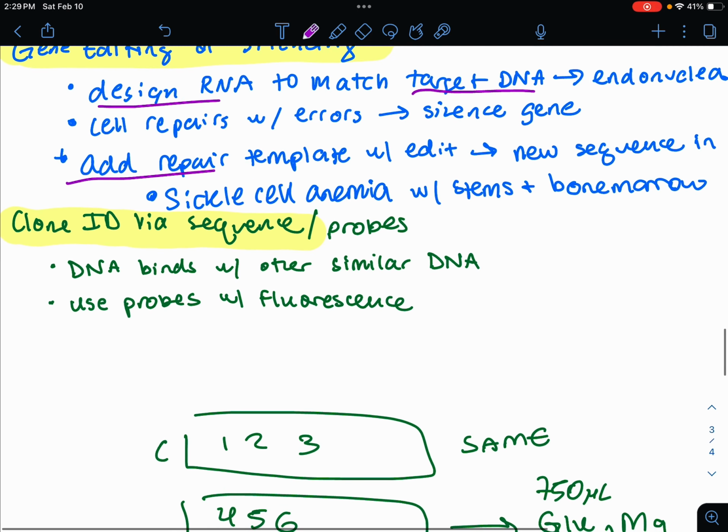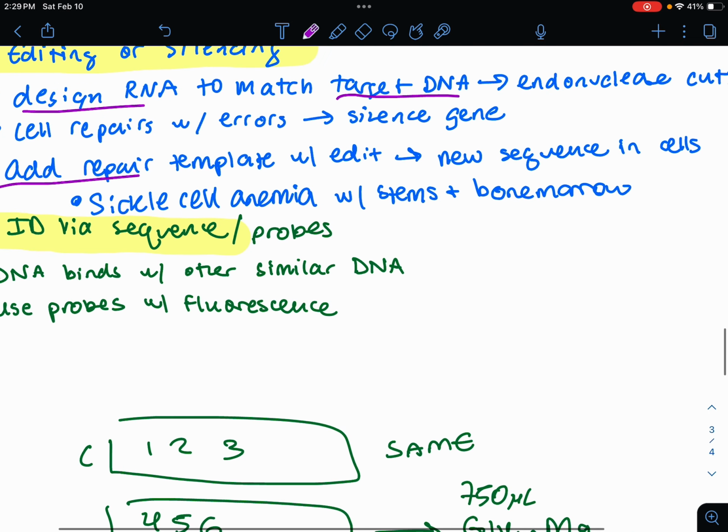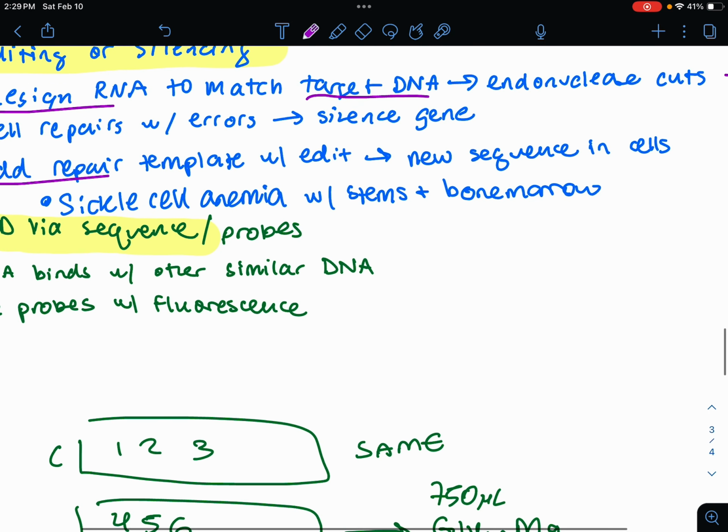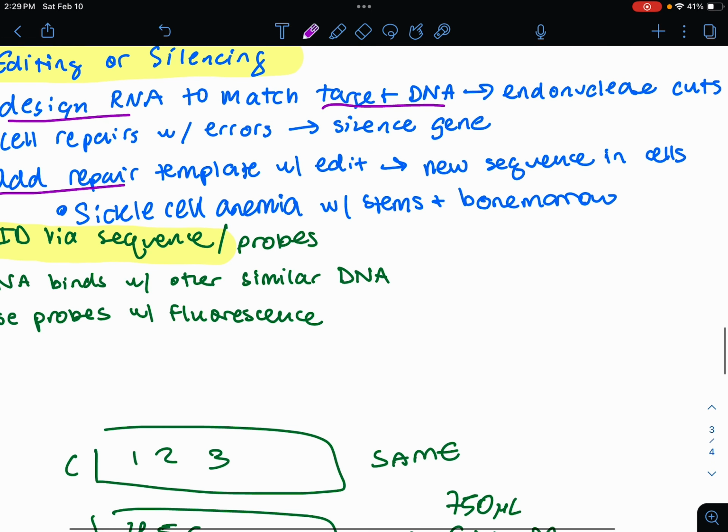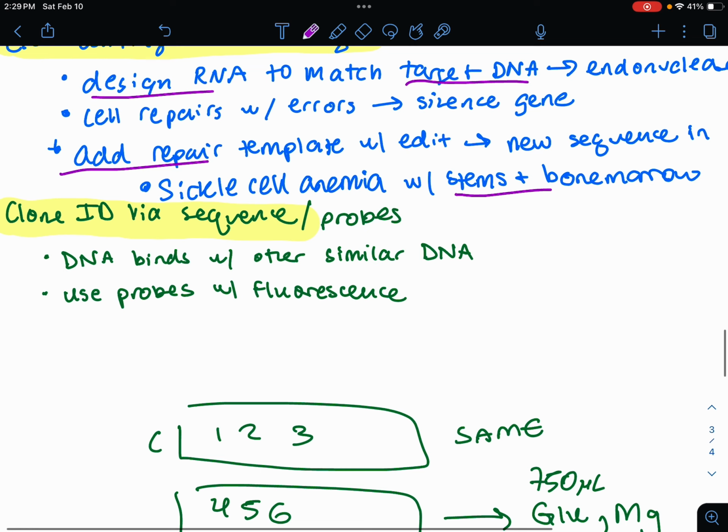Again, I wrote it here. You're going to add a repair template with a change in it, and the new sequence will appear in the cells during the repair process. And one of these ways it's being used is for sickle cell anemia, and you're going to be using stem cells and bone marrow for that process.